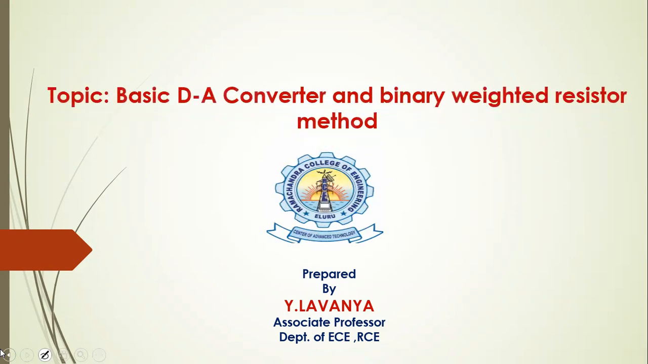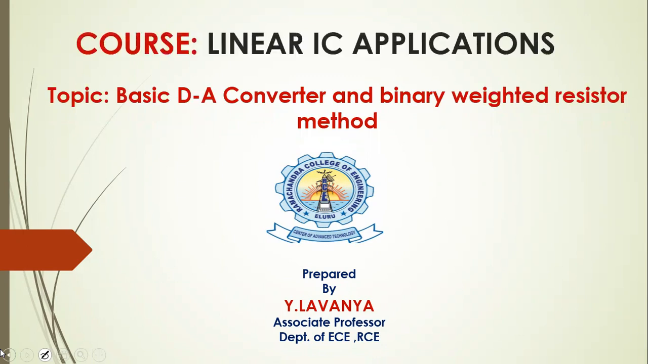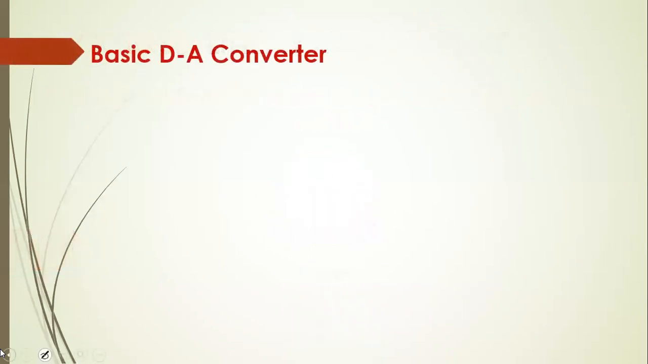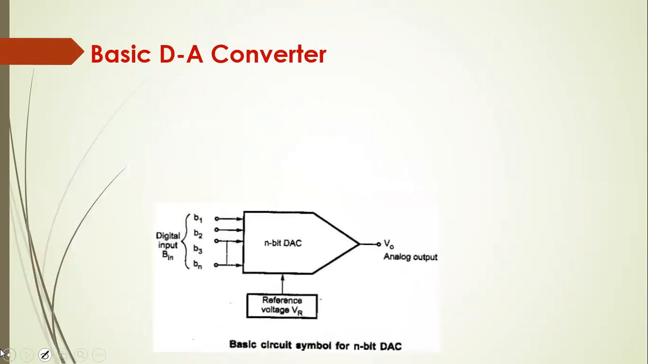Today, we are going to discuss the basic D2A converter and the binary weighted resistor method from the Linear IC Applications course. First, we will see what a basic D2A converter is. Here we have the basic circuit symbol for an N-bit D2A converter. D2A represents the digital to analog conversion process.